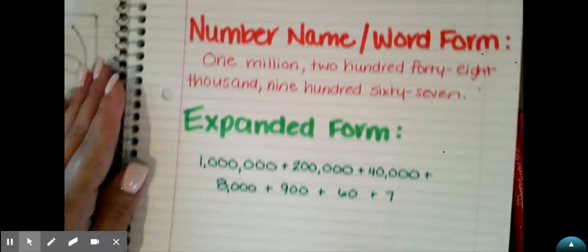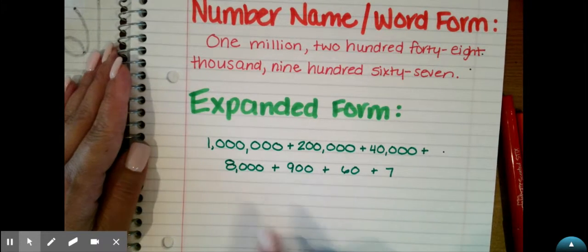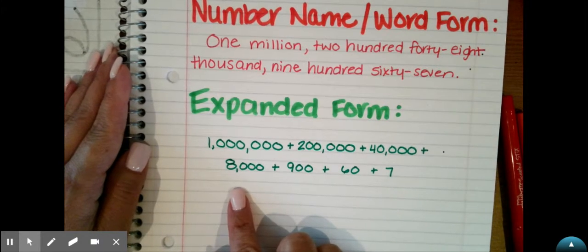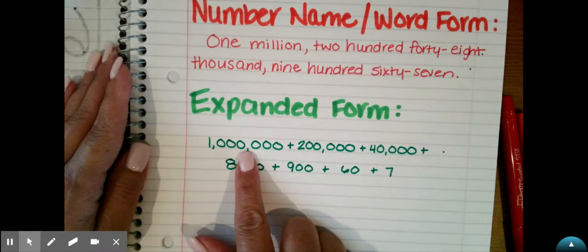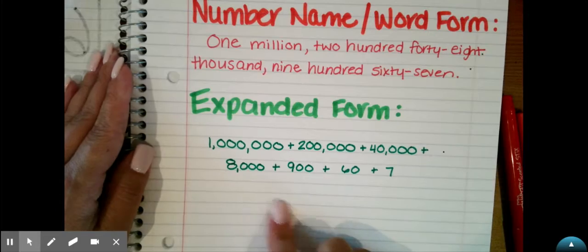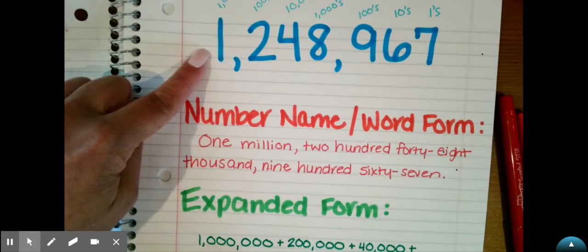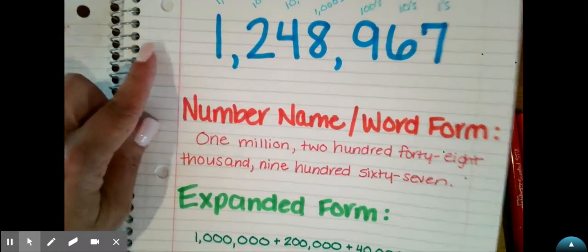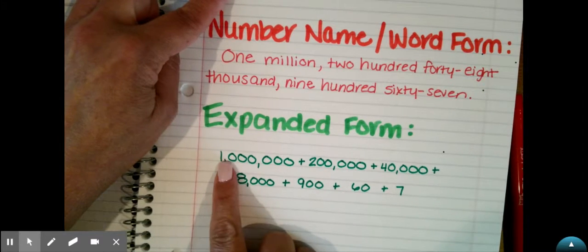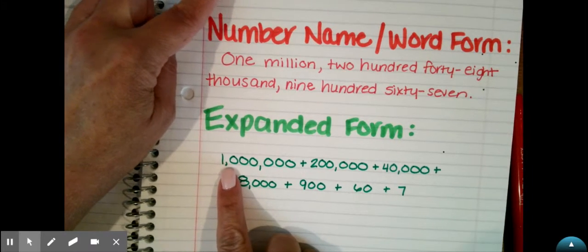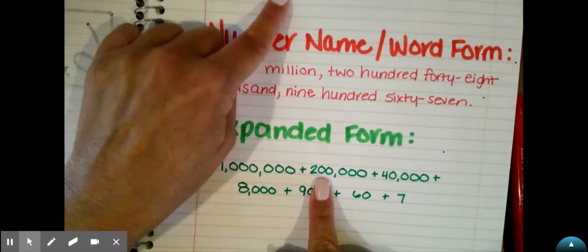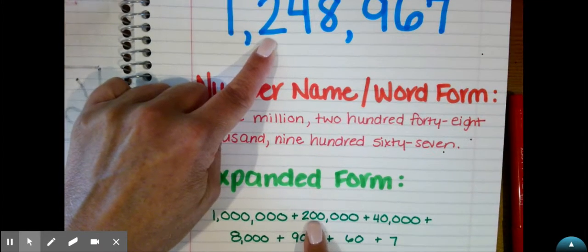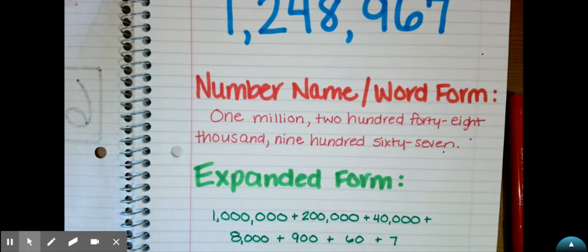Finally, we've talked about expanded form. Expanded form is the ability to write a number using plus signs and zeros. At least that's how I remember it. So if we were going to write our original number up here in expanded form, we would write it out according to its value. So the 1 here has a value of 1 million. That 2 in this number up here had a value of 200,000, and so on and so forth.